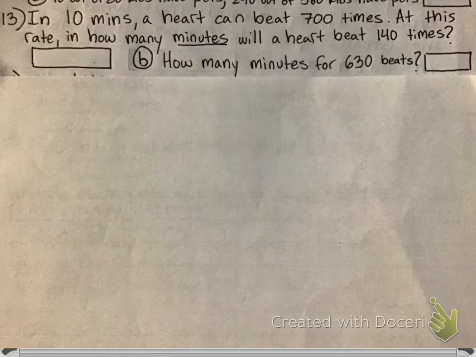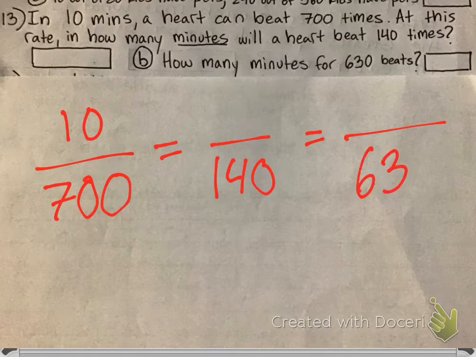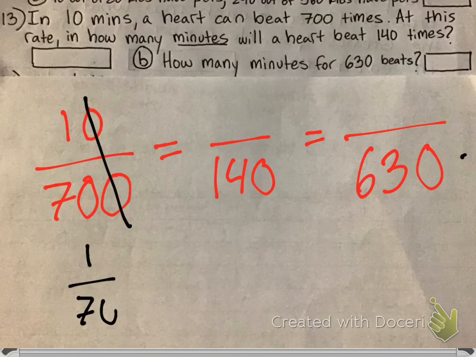In 10 minutes, a heart can beat 700 times. Our initial ratio would be 10 over 700. Really easy. We want to find out how many times it beats in 140 minutes, and then how many minutes it takes to beat 630 times. Here's the easiest way. Let's simplify this first fraction. 10 over 700. How can I simplify 10 over 700, Michelle? Divide by 10. Just cross off my zeros. I get 1 over 70.